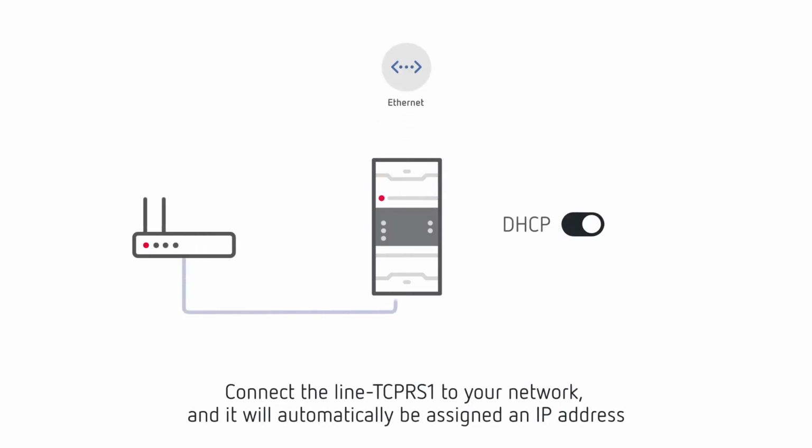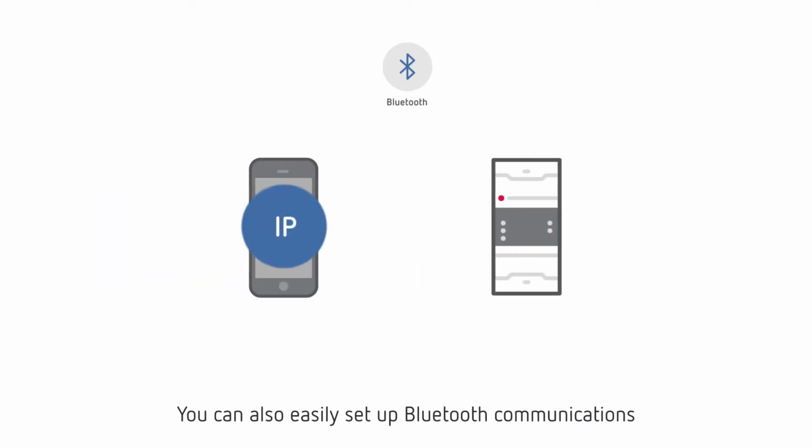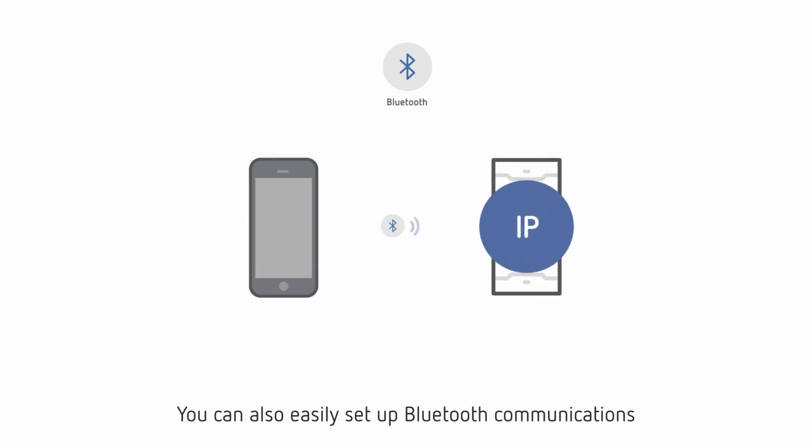The Line-TCPRS1 is set up by default with DHCP enabled, so when you connect a device to the router, it will be automatically assigned an IP address. The Line-TCPRS1 also makes it possible to configure Wi-Fi and Ethernet communications using the MyConfig app, which can be downloaded free of charge from the Play Store.